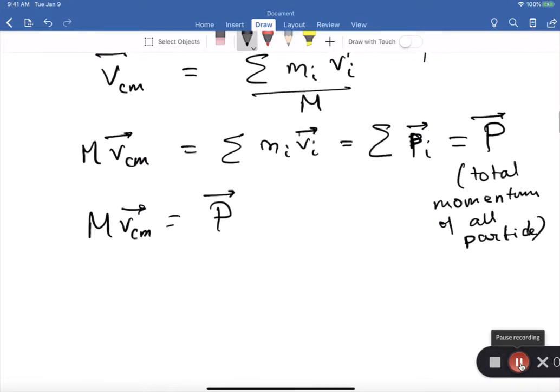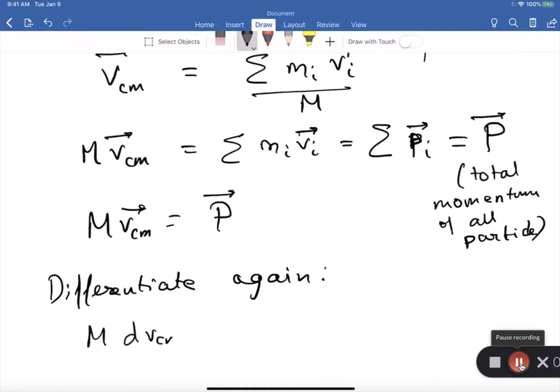Okay. Now, there's one more thing that you can do here. You can take one more derivative of this equation, right? So let's go ahead and differentiate this one more time. Differentiate again. Then we get capital M dvcm/dt is equal to dP/dt.